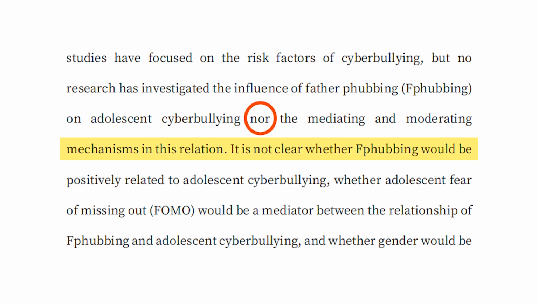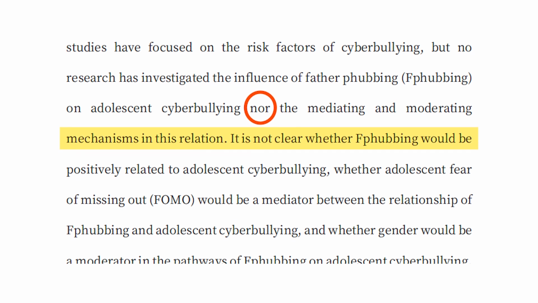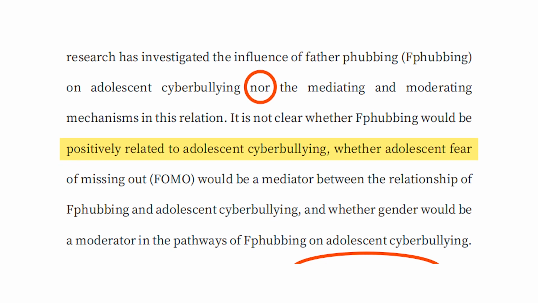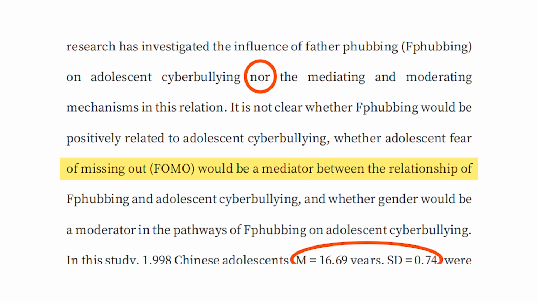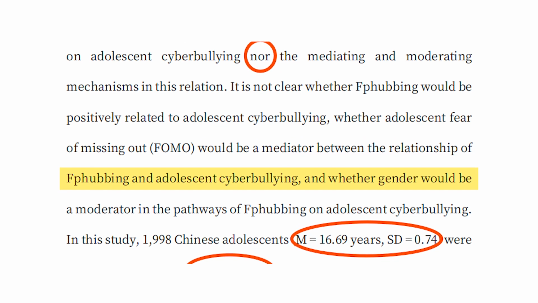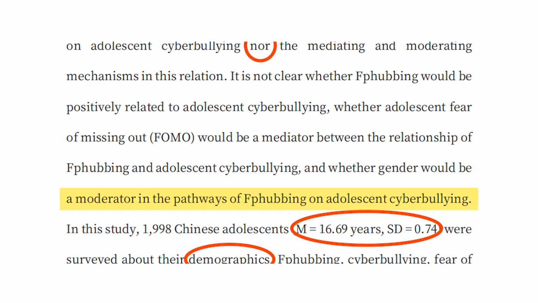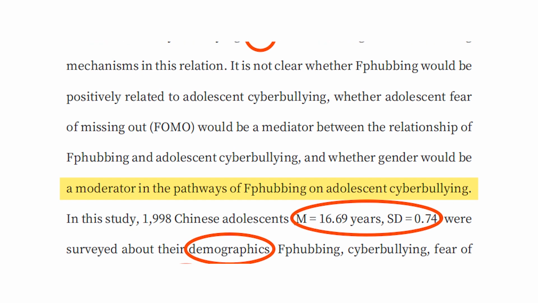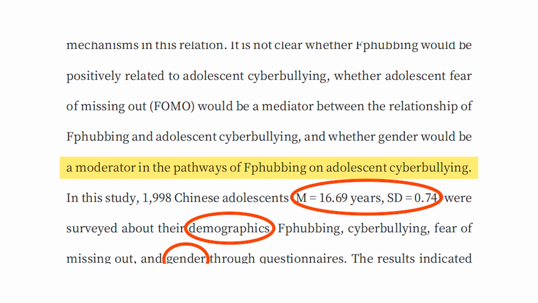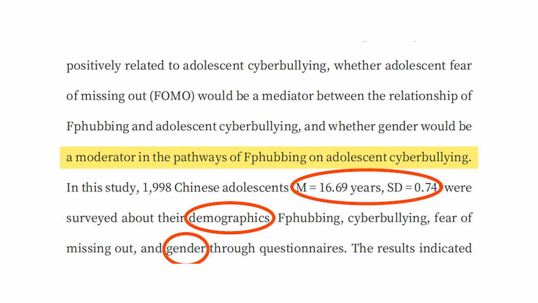It is not clear whether phobbing would be positively related to adolescent cyberbullying, whether adolescent fear of missing out would be a mediator between the relationship of phobbing and adolescent cyberbullying, whether gender would be a moderator in the pathways of phobbing and adolescent cyberbullying. You see too many questions listed together. It could be shortened, and thus grammatically it is inappropriate.